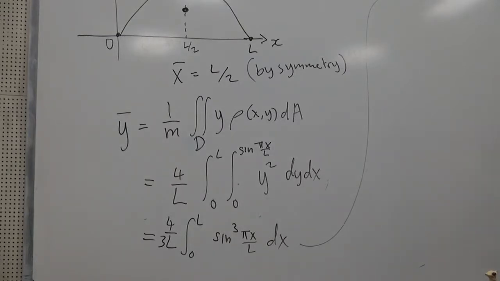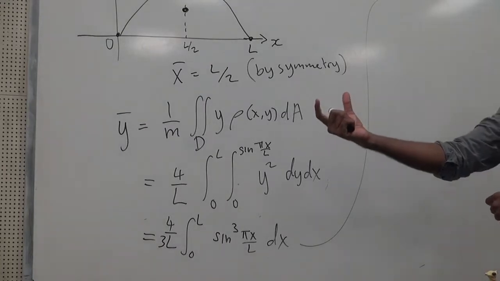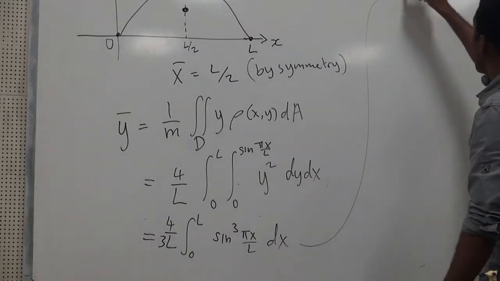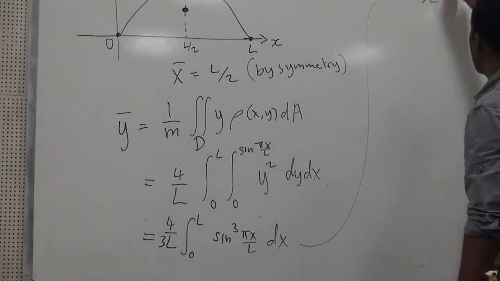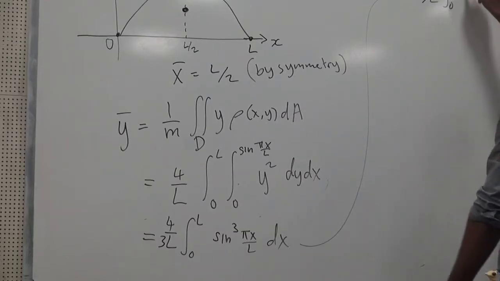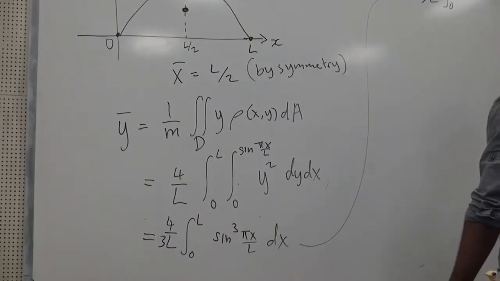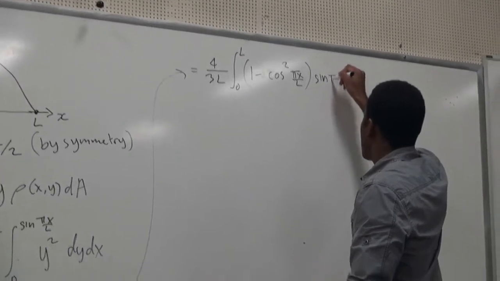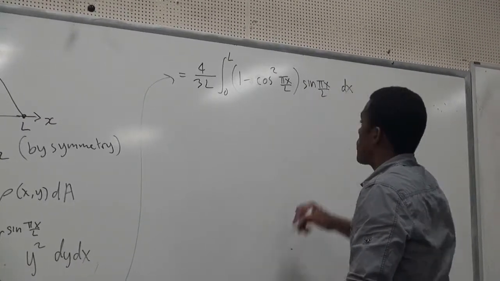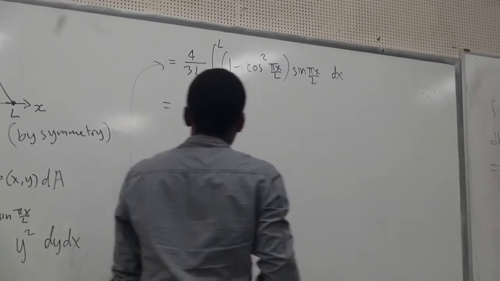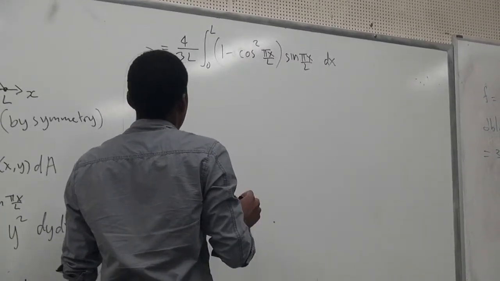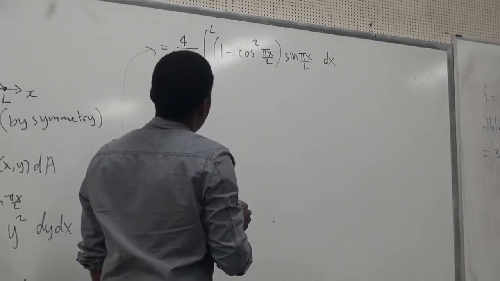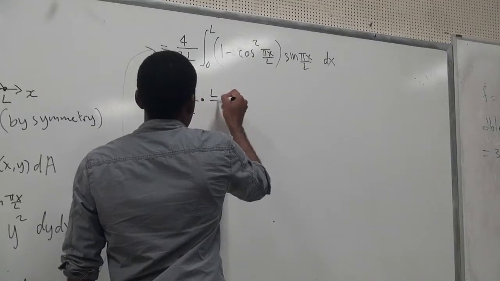Write it as sine squared times sine, then change the sine squared to 1 minus cosine squared, and then do a substitution u equals cosine. So that's what we're going to do. So this is 4 over 3L, integral from 0 to L of 1 minus cosine squared of pi x over L times sine of pi x over L. Let u equal cosine, du is minus sine, with a factor of L over pi.